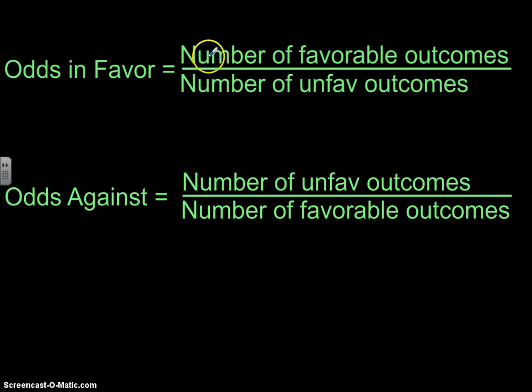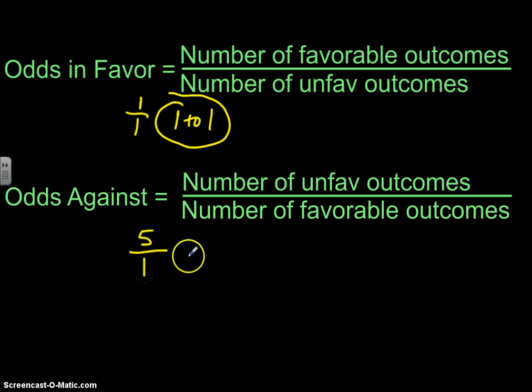Okay, so if I'm flipping a coin, let's talk about flipping a coin. Odds in favor of flipping a tails. Well, favorable outcomes would be 1. Unfavorable outcomes would be 1. So we would say 1 to 1. Anytime you're dealing with odds, we like to say it like this: 1 to 1. Okay, we use the word "to." Okay, so I'm rolling a number cube. What is the odds against rolling a 1? Well, there's 5 unfavorable outcomes, 1 favorable, so we would say 5 to 1.